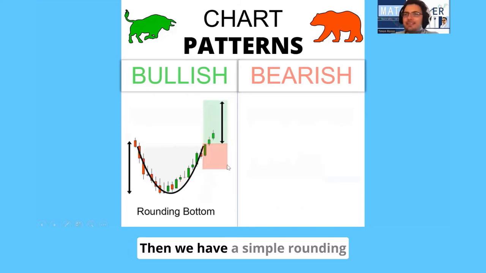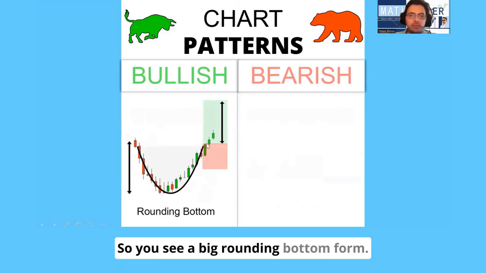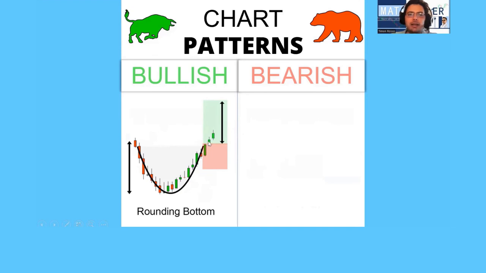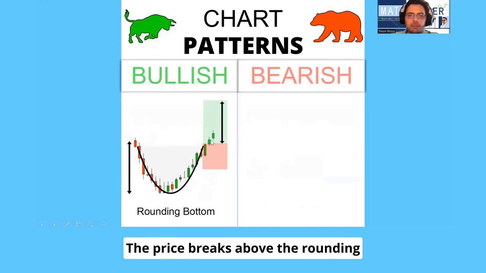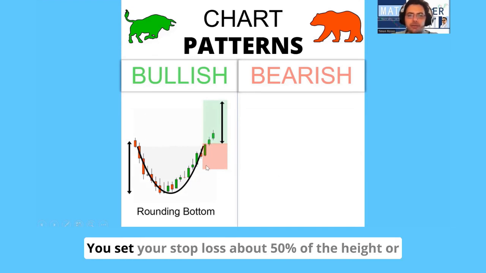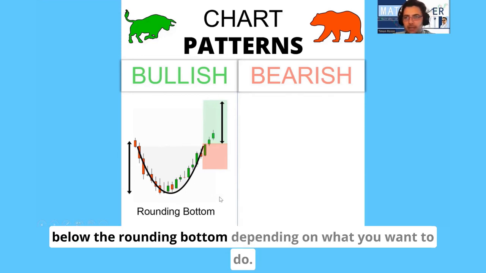Then we have a simple rounding bottom. One of the easiest formations you see. It's quite common. So you see a big rounding bottom form. There is a neckline. The price breaks above the rounding bottom. That's where you hold it. You set your stop loss about 50% of the height or below the rounding bottom, depending on what you want to do.